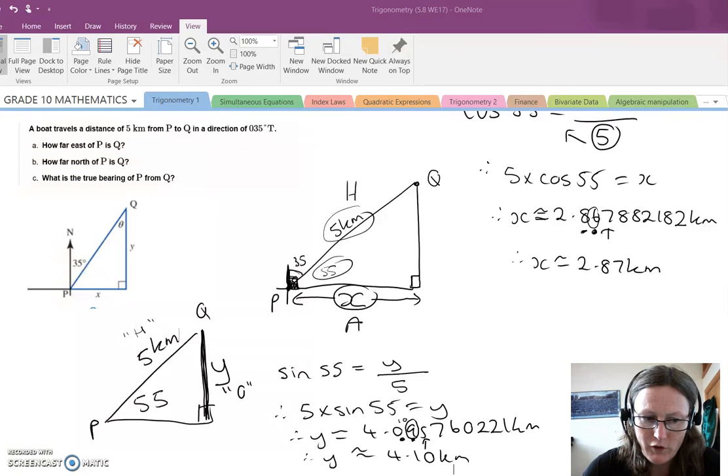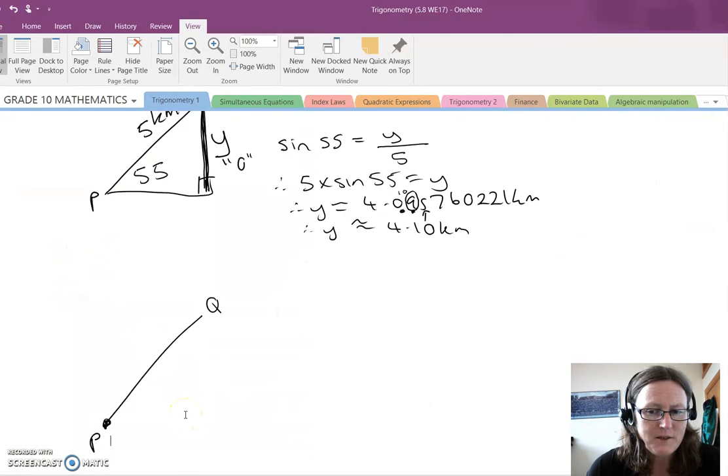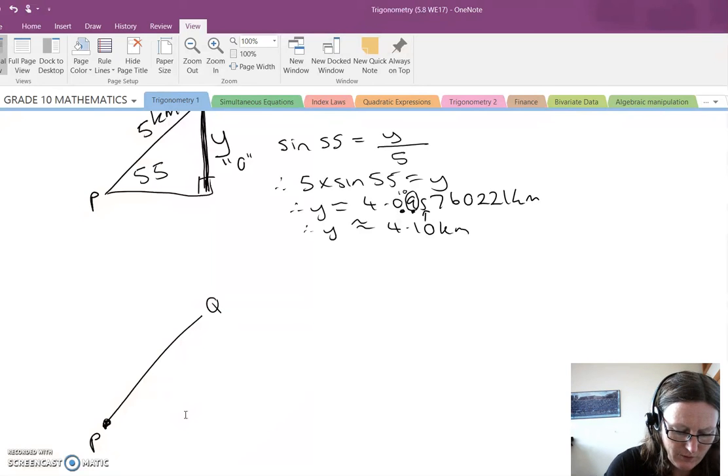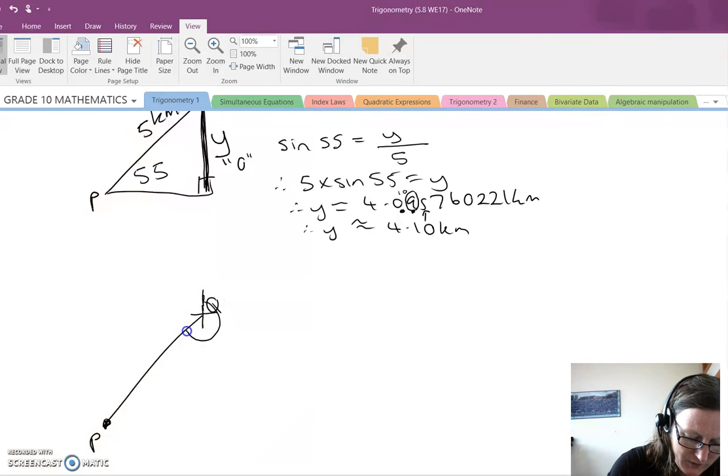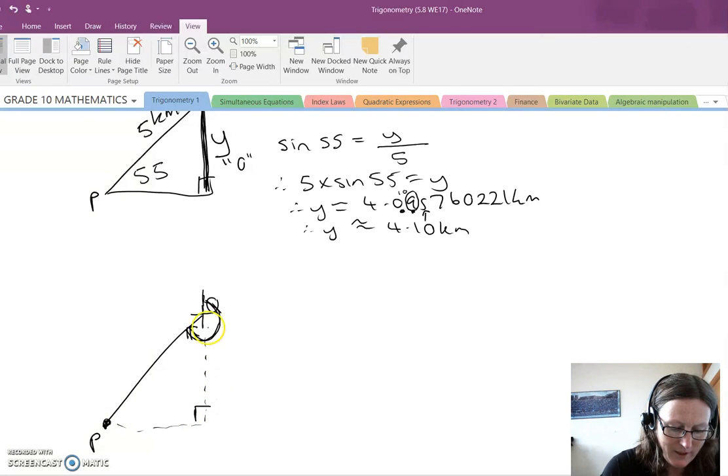Okay, the last and hardest part of this question says what is the true bearing of P from Q? So in other words, if we're here at Q, let's draw our little compass, and it wants to know if we look around to P, what that angle is there, because a true bearing, remember, is the angle from north. Let's just pop a right angle triangle in here. So here's my right angle triangle. We know that that is 55. We were told that from the outset.